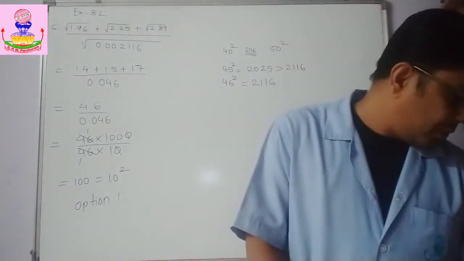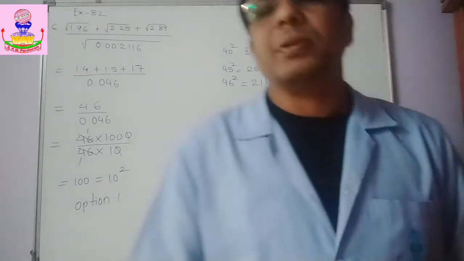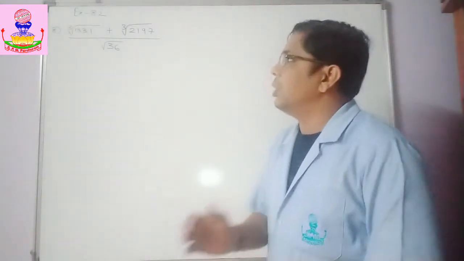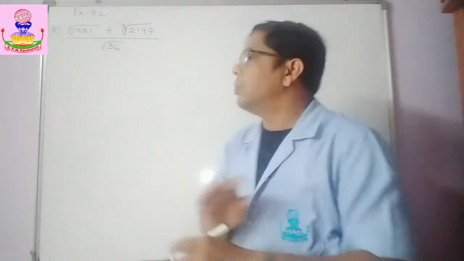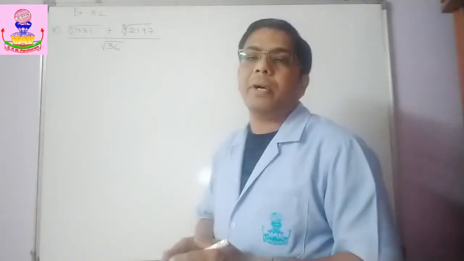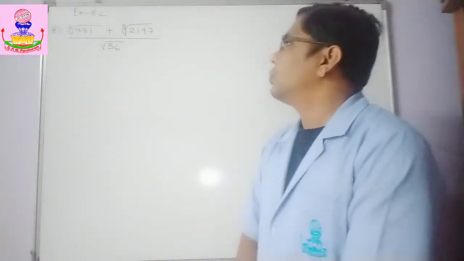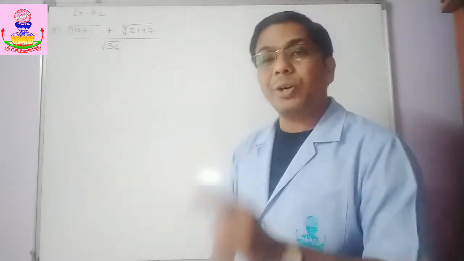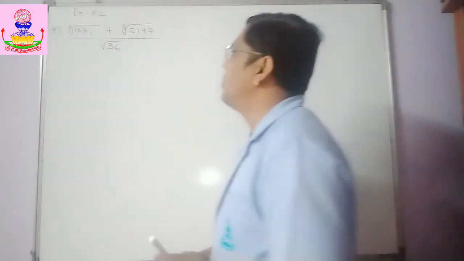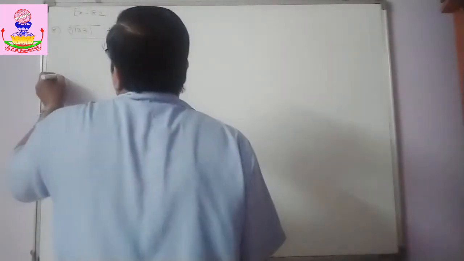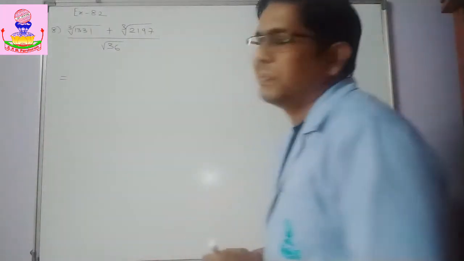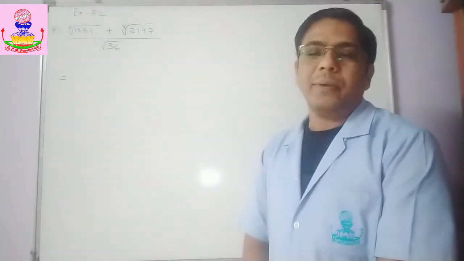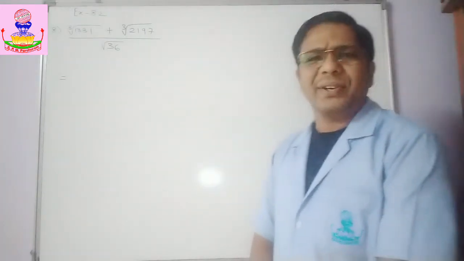Now let's solve the 8th example. See the 8th example of exercise 8.2: cube root of 1331 plus cube root of 2197 divided by square root of 36. Here, first I should know cube roots. As I said, you should know till 20. If you have not learned them by heart, then too we can do it.